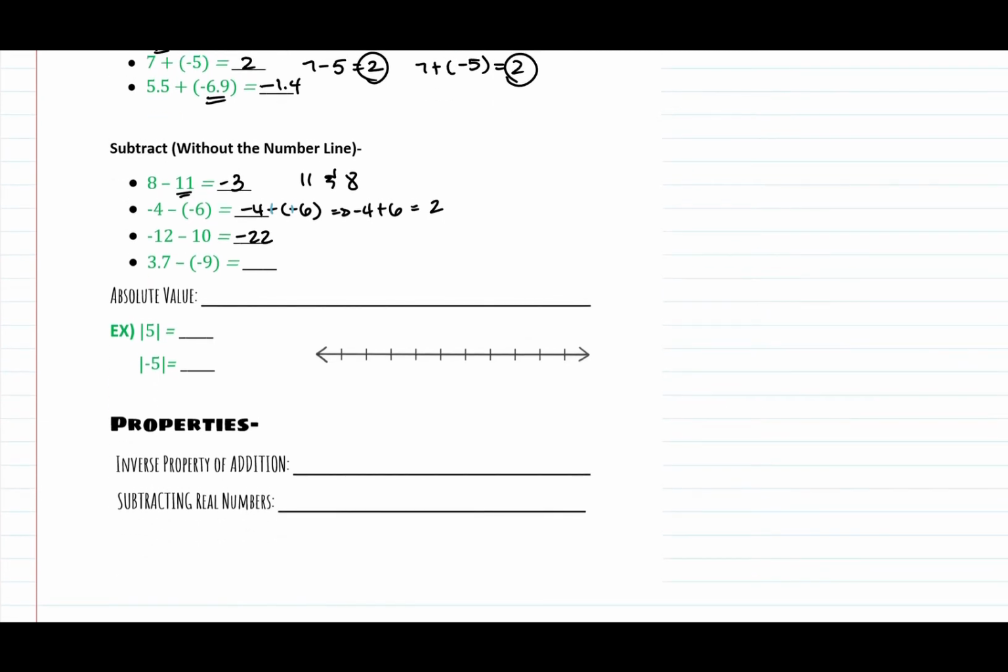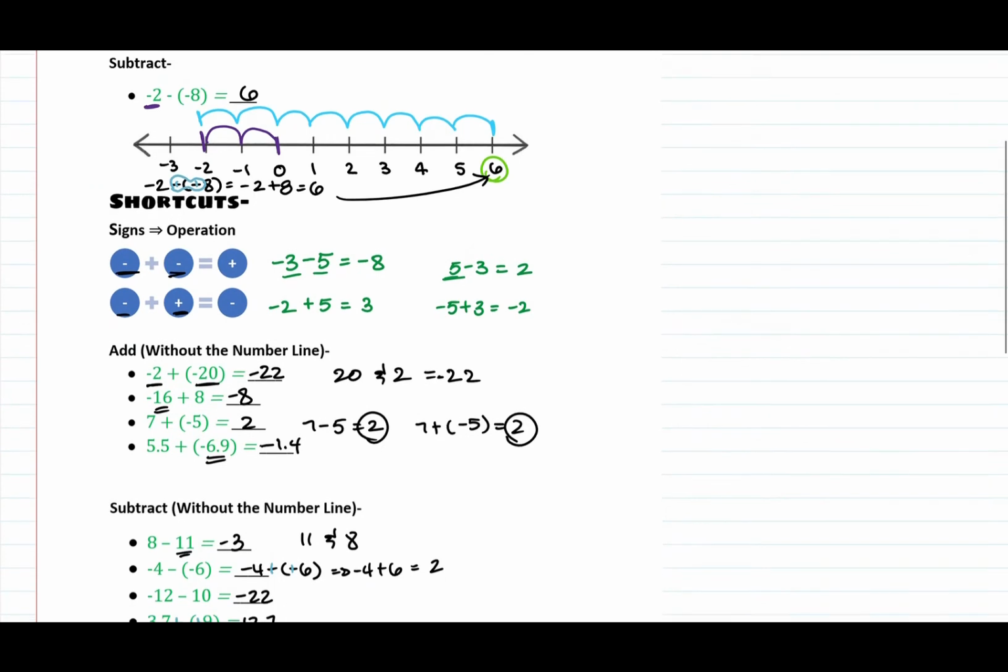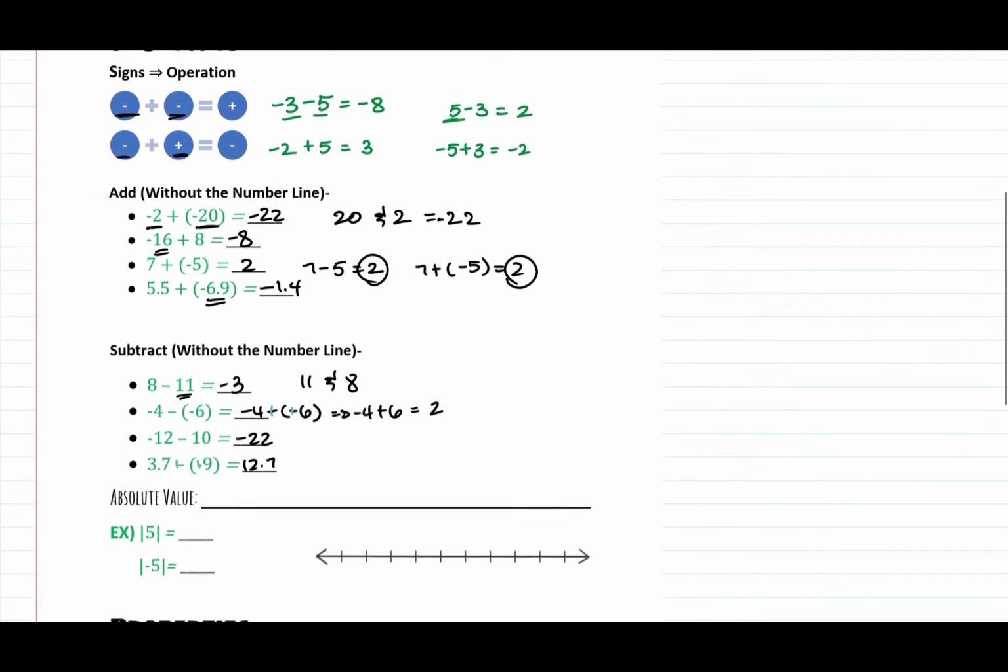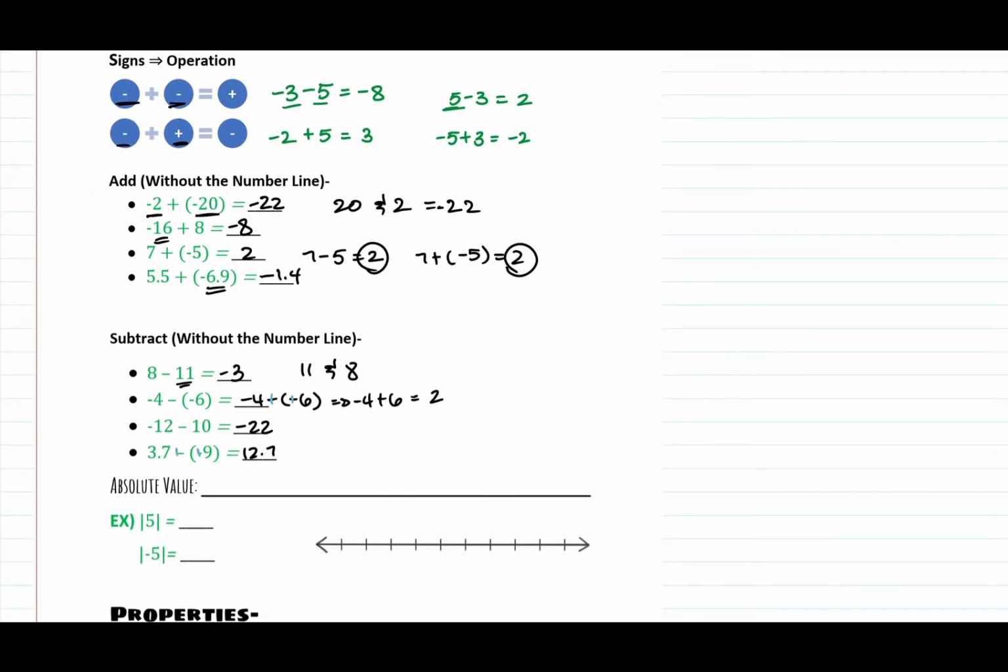Now, 3.7 minus negative 9. Same thing. Two negative signs turn into a positive sign. So 3.7 plus 9 would get us 12.7. Okay? I hope you guys start to understand these, and just try to do more practice problems and you'll get there, okay?